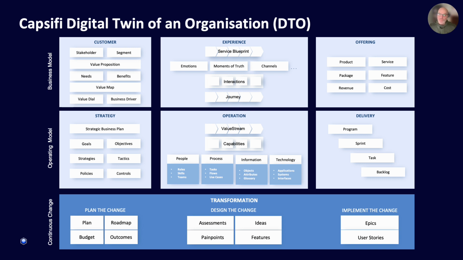Together, all of this creates what we call the Capsifi digital twin of an organization, and a comprehensive ontology of enterprise knowledge, bringing together all of the content that explains how your organization works, giving you access to each of these catalogs through this interactive canvas, and having the alignment and traceability to be able to see the dependencies and impacts of all of these concepts on one another.